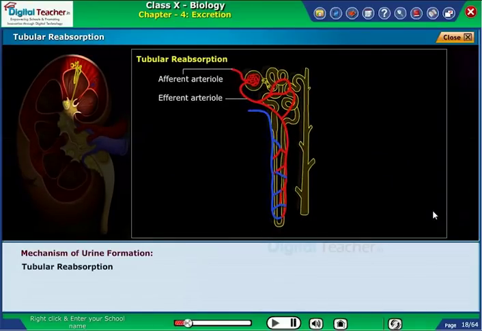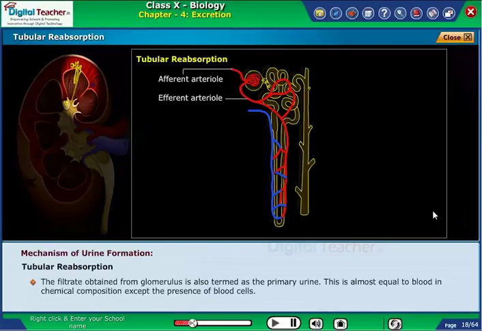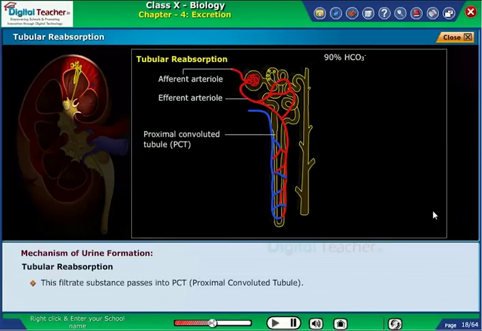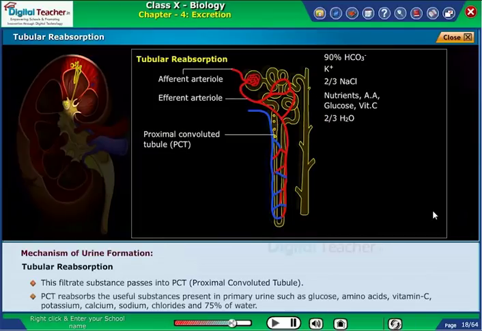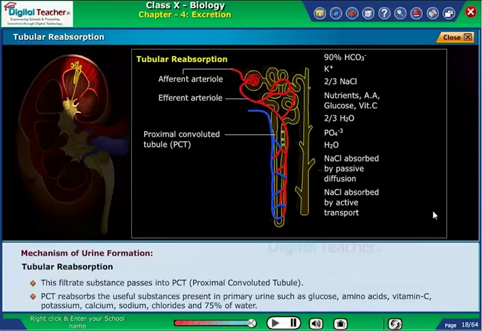Tubular reabsorption. The filtrate obtained from the glomerulus is also termed the primary urine. This is almost equal to blood in chemical composition except for the presence of blood cells. This filtrate passes into the PCT, proximal convoluted tubule. PCT reabsorbs the useful substances present in primary urine such as glucose, amino acids, vitamin C, potassium, calcium, sodium, chlorides, and 75% of water.